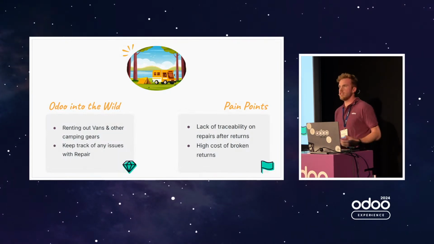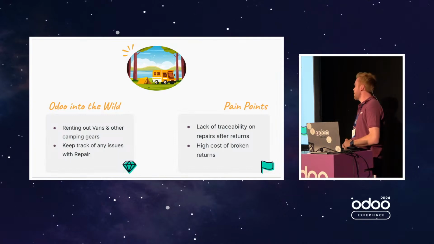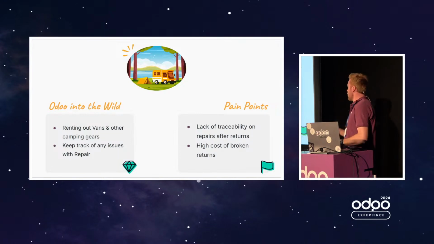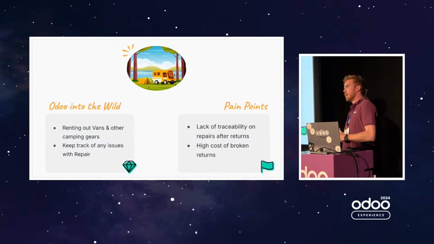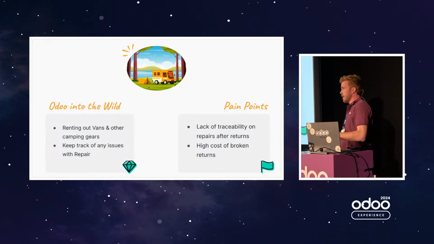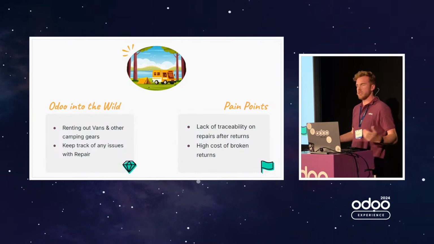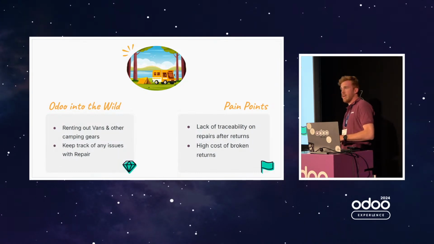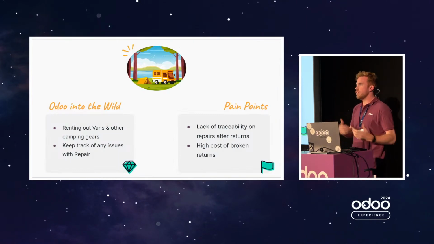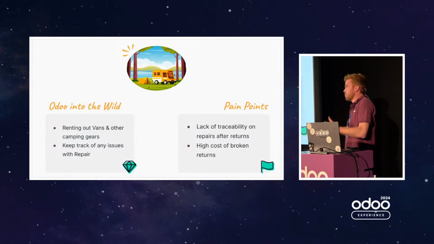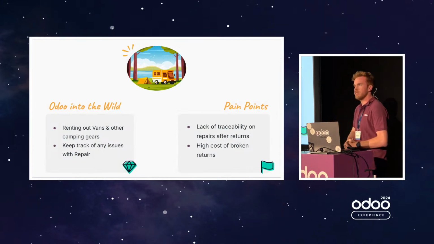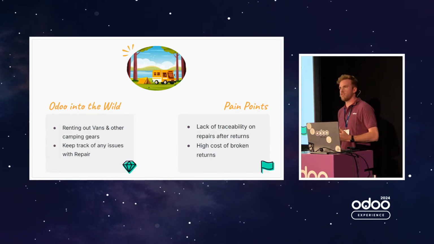But while using it, of course, like everybody, there's some frustrations that you have in Odoo. A couple of pain points that I had was the lack of traceability on my repairs after returns. So sometimes something ended up back in the stock while it should have been repaired, and I'm renting it out while it's actually not appropriate. Another issue that I had was the high cost of broken returns. So we didn't keep track properly who was actually breaking the gear or the van. Well, the van you know, but the gear you might not know. So in the end, we were paying it for ourselves.